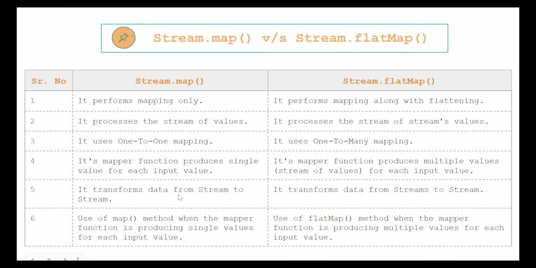And the fifth difference we have, the map transforms the data from stream to stream, whereas the flatMap transforms the data from streams to stream. And the usage of map is, when the mapper function is producing a single value for each input value, then map is a suitable method to use, whereas the flatMap usage is when the mapper function is producing multiple values for each input value. In that scenario, the flatMap is a suitable method to use.